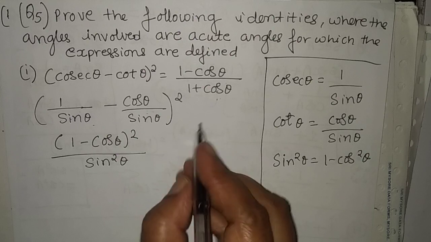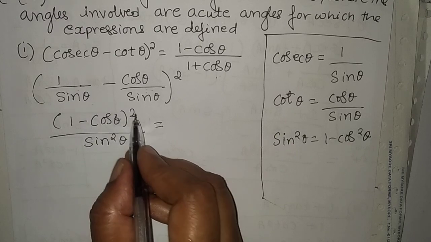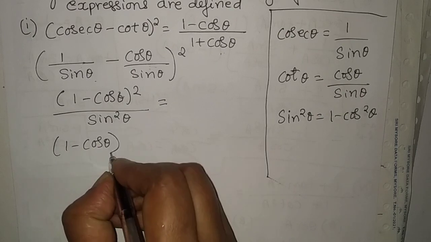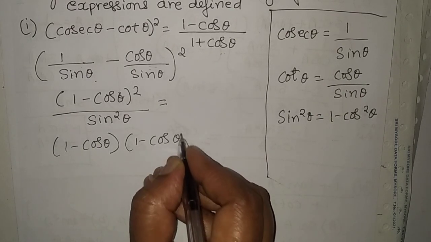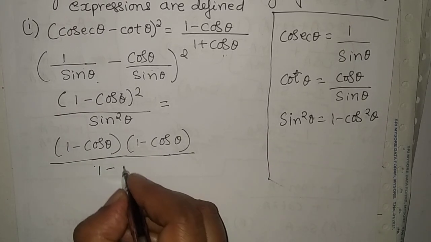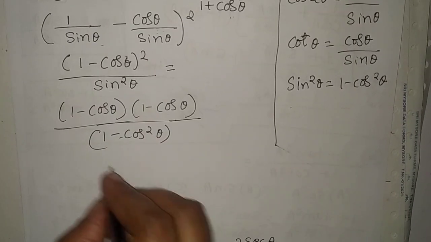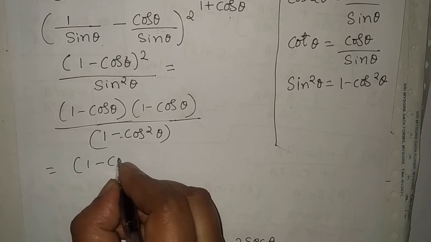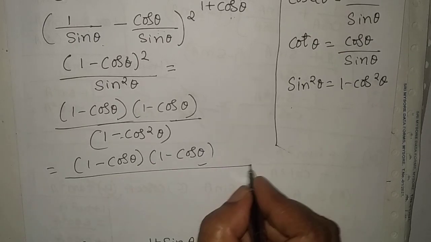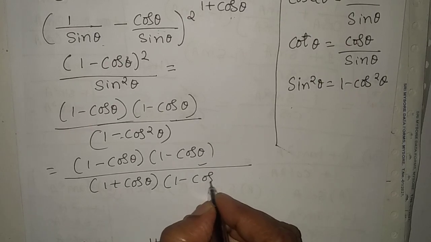Sin is common, denominator is common, 1 minus cos square theta. Since this one is 1 minus cos theta the whole square, we can write it as 1 minus cos theta into 1 minus cos theta by sin square theta, which can be replaced by 1 minus cos square theta. So this cos square theta can be written as 1 minus cos theta into 1 minus cos theta by 1 plus cos theta, 1 minus cos theta.